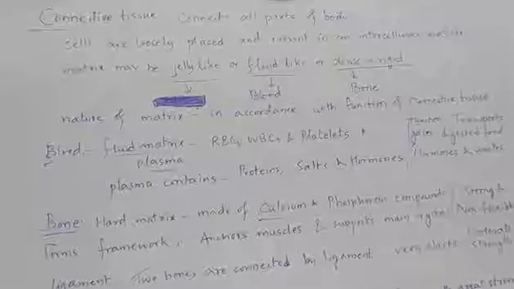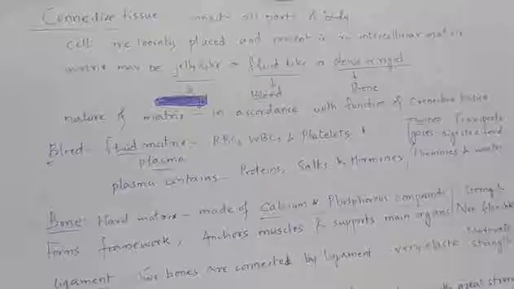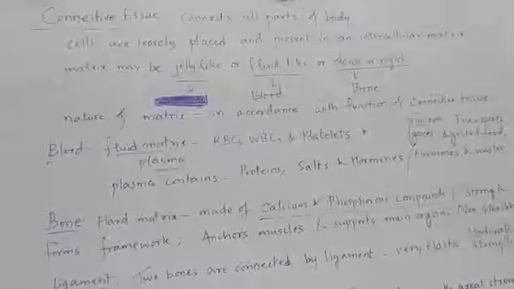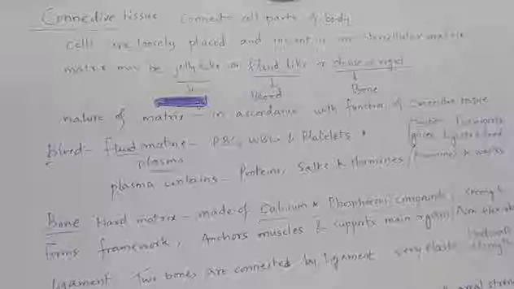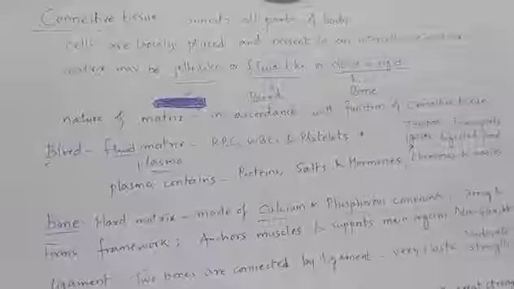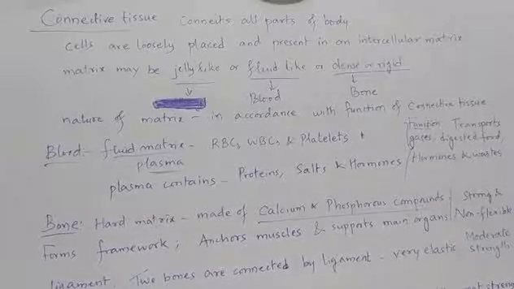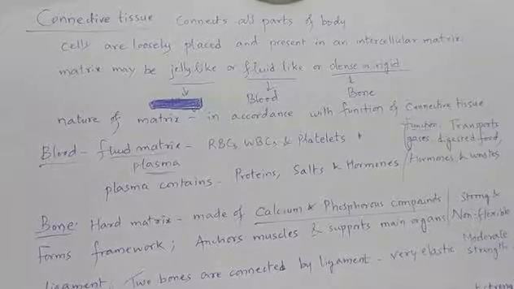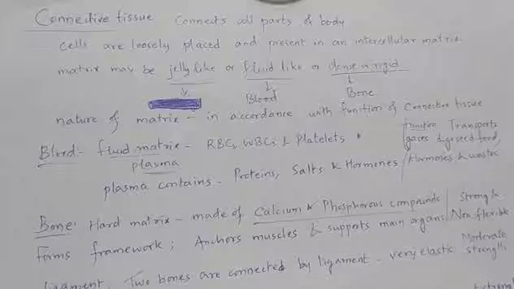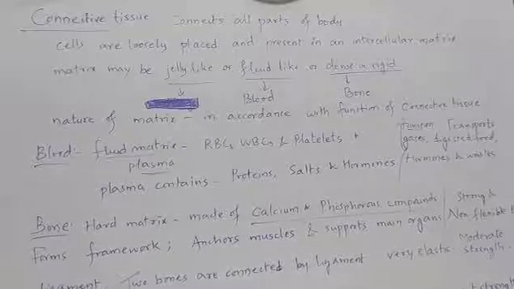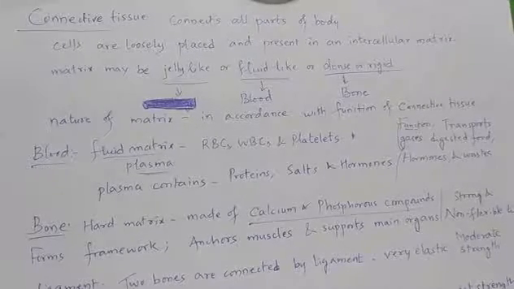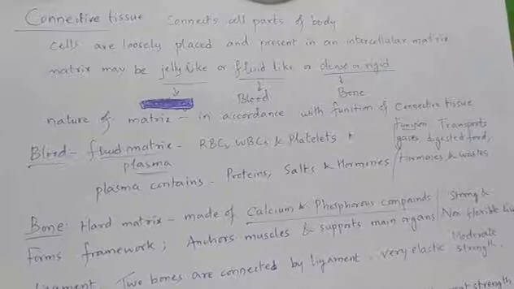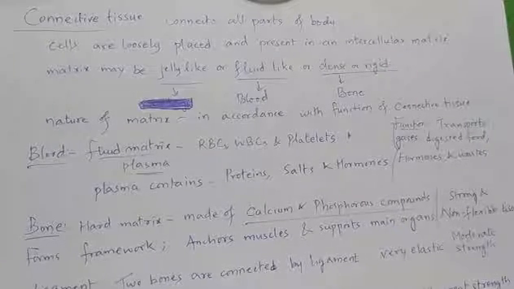After epithelial tissue, the next tissue is connective tissue. Connective tissue connects all parts of the body. In connective tissue, a specified framework will be present. Every type of connective tissue consists of matrix, cells suspended in matrix, and fibers.